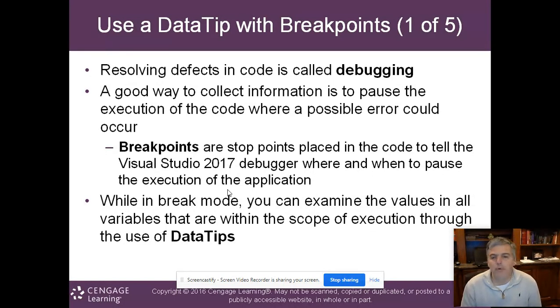While in break mode, you can examine the values of all the variables that are within the scope of execution through the data tip. So if you're having a problem with your loop, you're going to want to put a breakpoint in your code. All you have to do is right-click on the line where you want the breakpoint to be. A menu will pop up, and it's insert breakpoint. And usually you want to put the breakpoint before where you think the error is occurring, because you want to see what the values are before you jump into that code, especially with a loop.